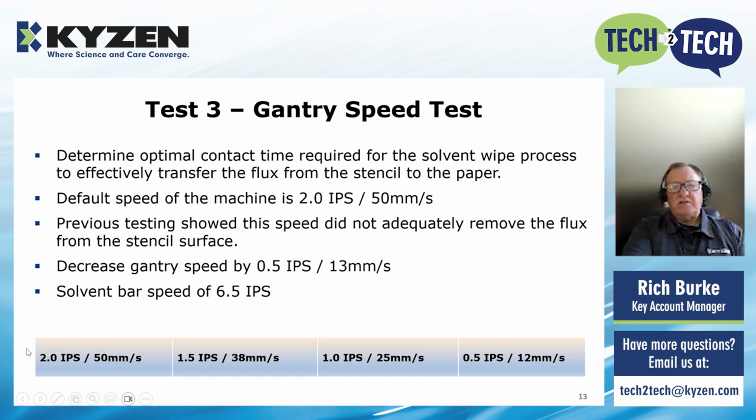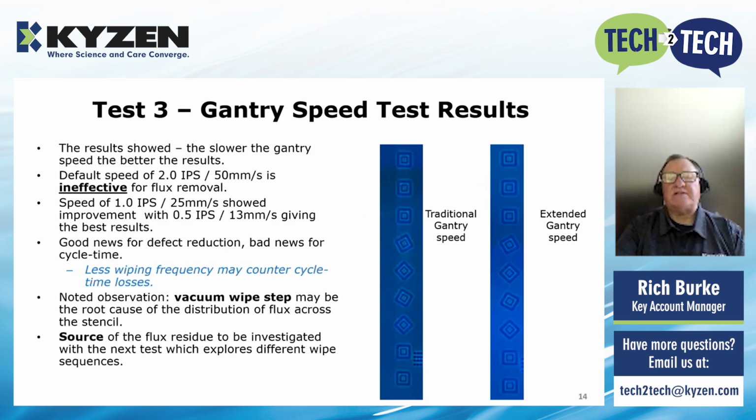You can see these speeds are varied from 2 inches per second down to 1.5 inches per second, 1, and then half an inch per second. Again, the standard today would be 2 inches per second. That's kind of a machine default, if you will. And you can see we're decreasing that by half an inch per second increments, again keeping the solvent bar speed at 6.5 as we learned in the last test.